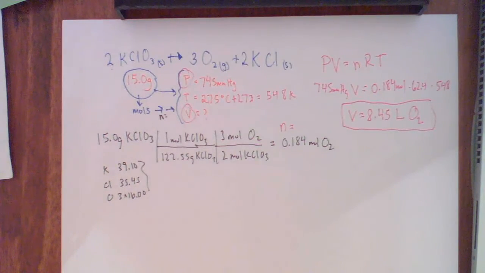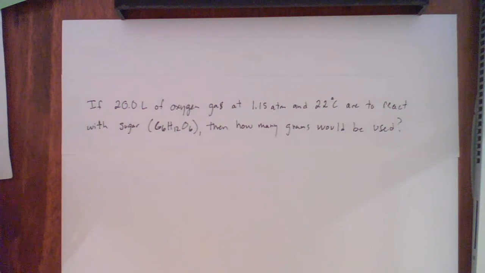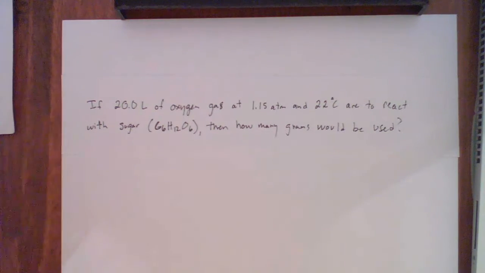On to another one. So this is another one, and actually I shared a video here that shows this reaction as well as the next reaction. So we're going to go ahead and show you both of these. So here's our first one. We're going to start with 20 liters of oxygen gas. Now if we had 20 liters of oxygen gas at certain conditions, and we're going to react it with sugar, C6H12O6, then we want to know how many grams of the sugar would be used.